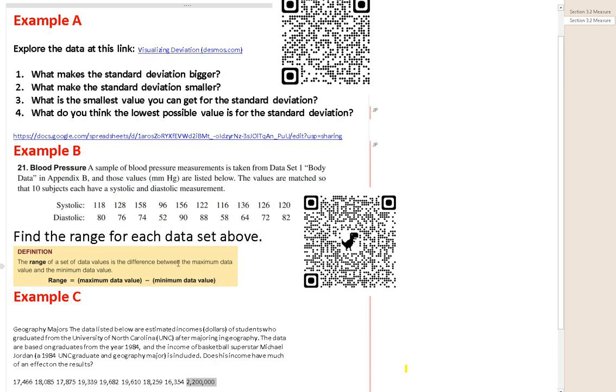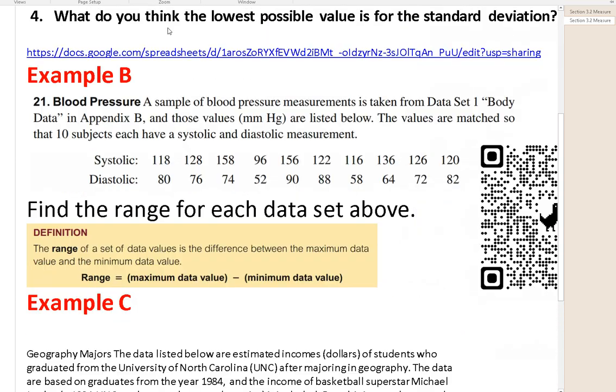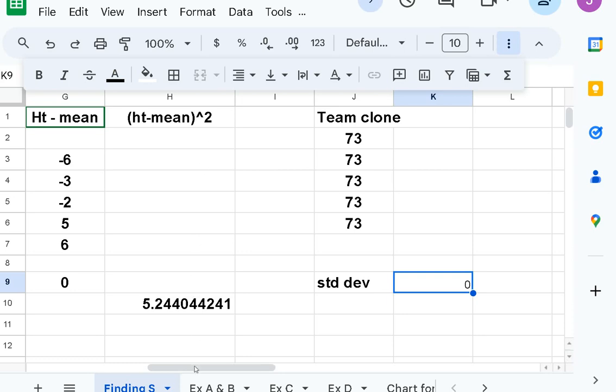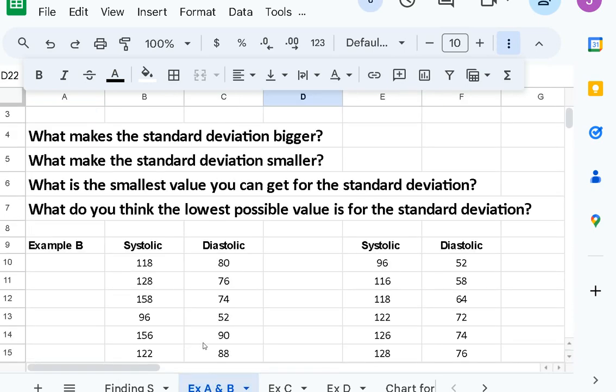Let me make this a little bit bigger here on our screen. So we've got 2 different data sets, systolic blood pressure and diastolic blood pressure. These values are measured in millimeters of mercury, matched to 10 subjects, taken at random from the data set that goes with the book. Fortunately, that data has been typed in for you in example B, so click that down here.